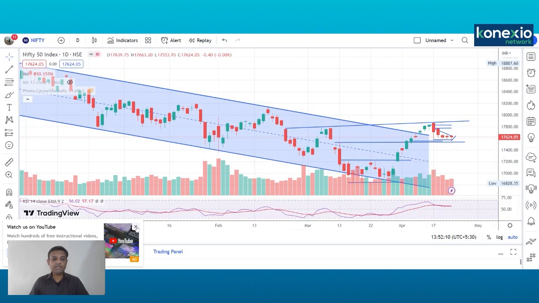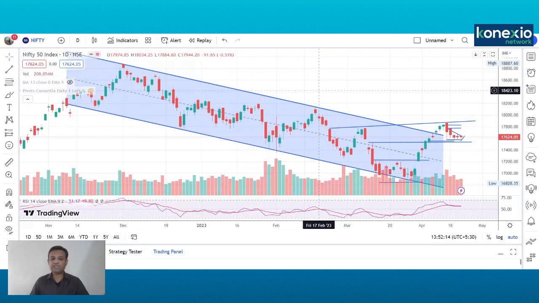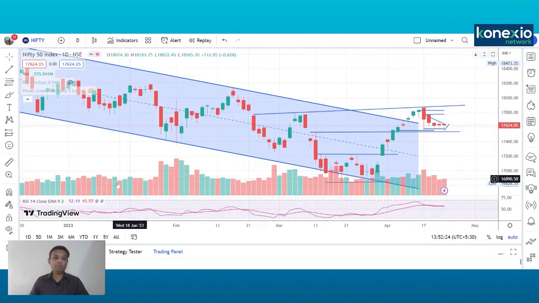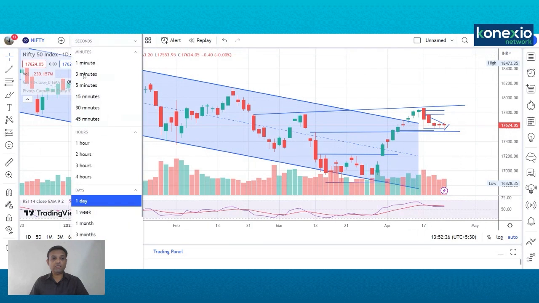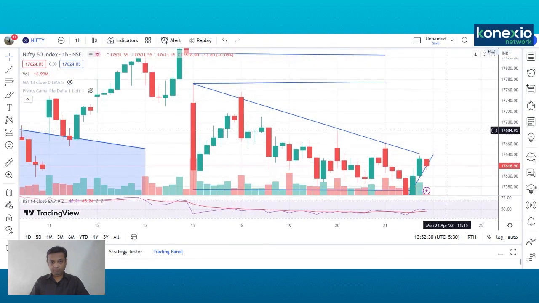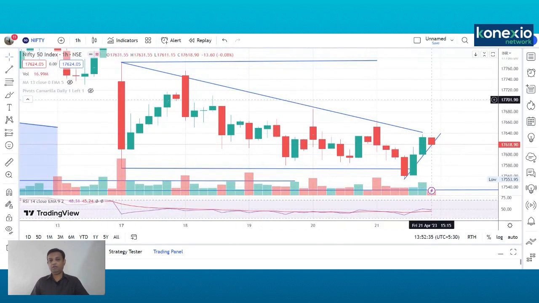Now this is the Nifty daily chart. You can see this channel we have been discussing for the last four months. After that, on 11th April we saw a breakout, and then we saw a pullback. Now let me go to the hourly chart so that we can have a clear view of the trend we saw in the last week.